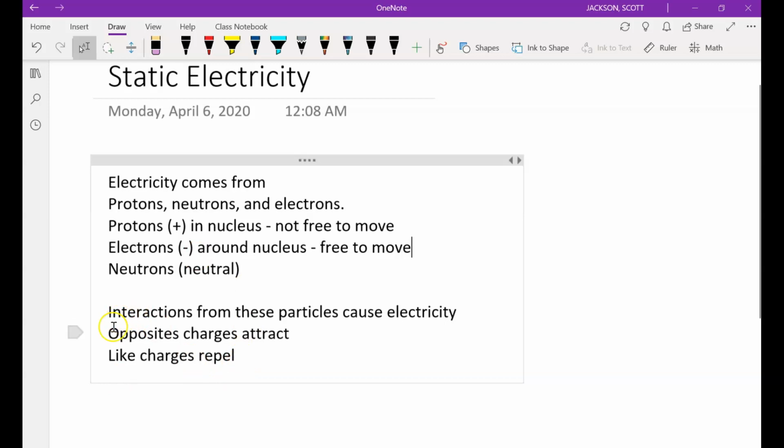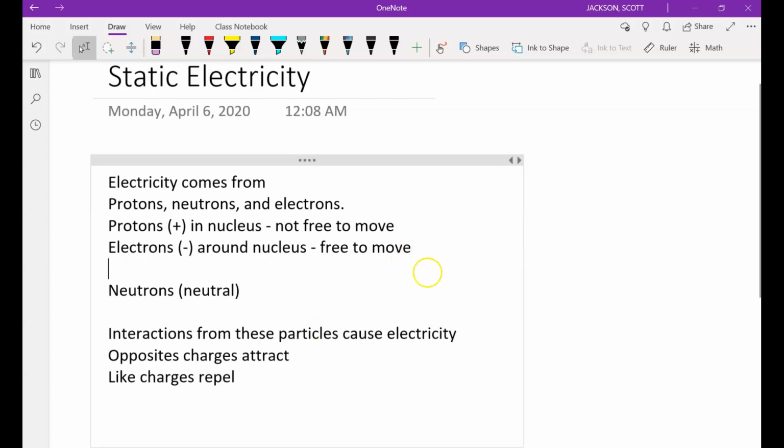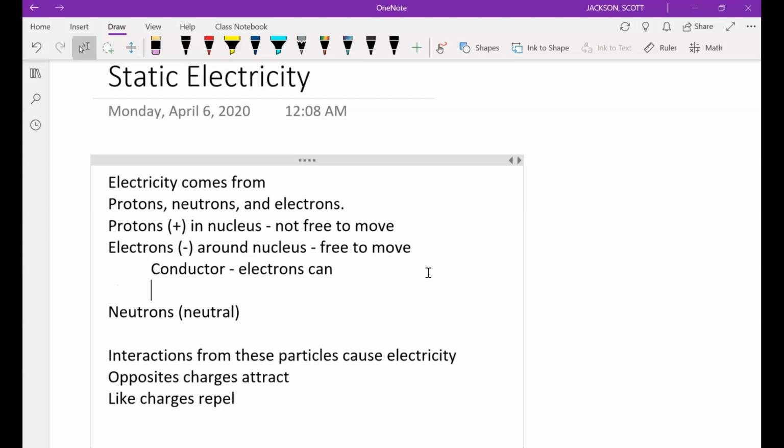So what's going on with this interaction? Well, the interaction from these particles causes electricity. So the big piece you need to understand is opposite charges attract, like charges repel, and now we're going to show you this. Again, it's from these electrons being free to move. They are really free to move in a conductor. Electrons can move in an insulator. Electrons can move. So let's take a look.